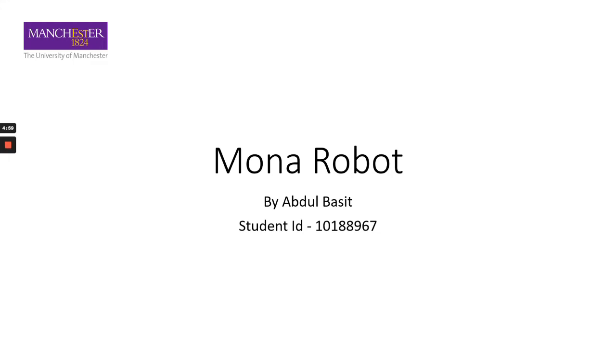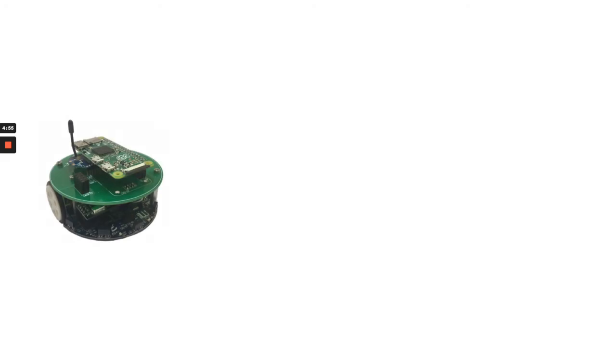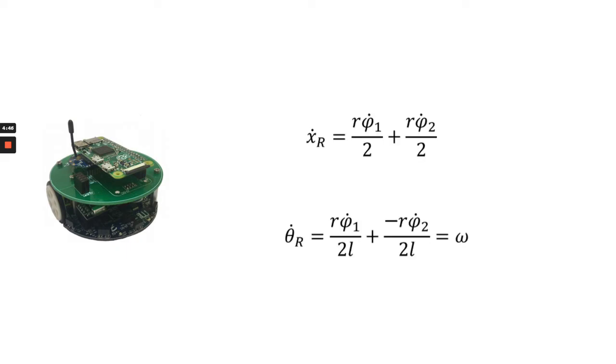In this video, we will talk about the mono robot. We will cover these topics in this video. The mono robot is a simple two-wheeled robot that is used for swarm robotic applications. Its linear and rotational velocities can be described by these two equations.